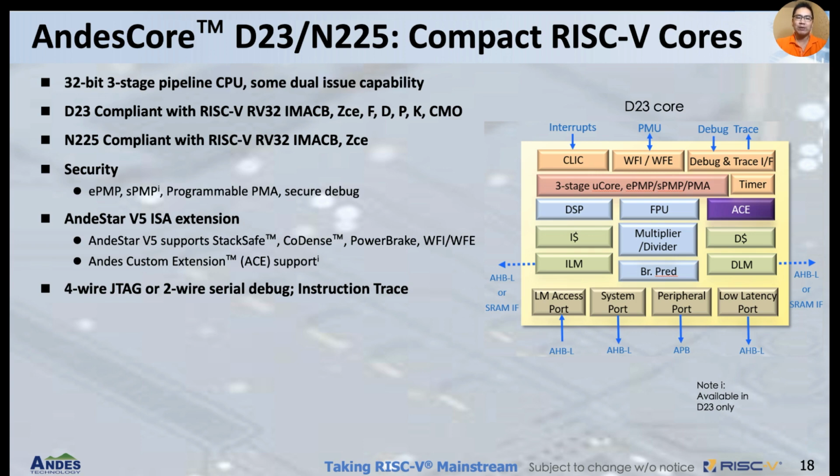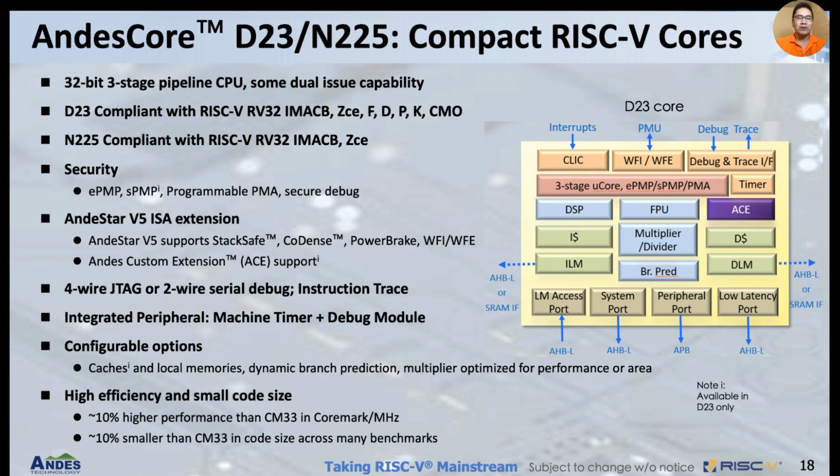And D23 has a plan to support ACE in the future. They support 4-wire JTAG and 2-wire serial debug and also instruction trace, and also can support integrated machine timer and debug module, plus many configurable options. And overall speaking, they provide better performance and smaller code size than ARM Cortex-M33. For example, they can achieve 10% higher performance than Cortex-M33 in CoreMark per megahertz, and 10% less code size than Cortex-M33 across many benchmarks.